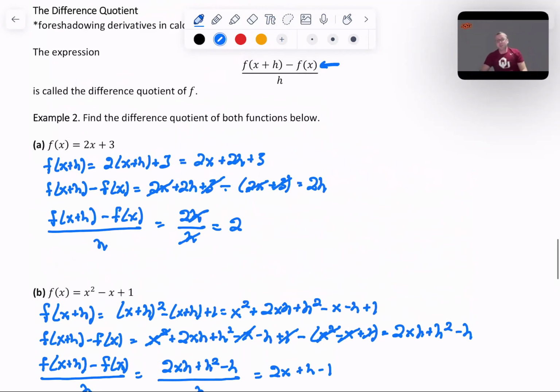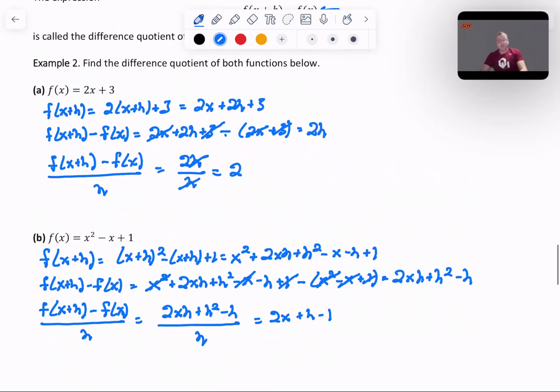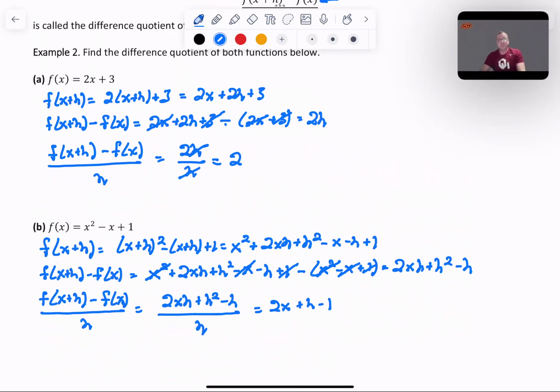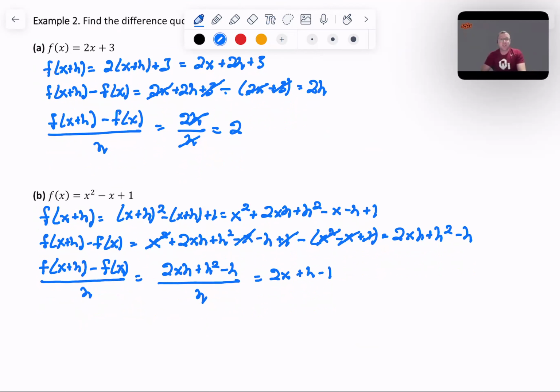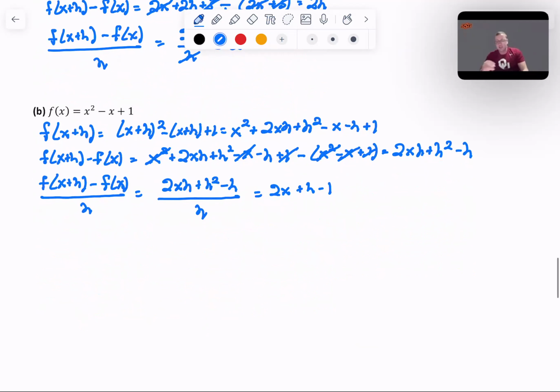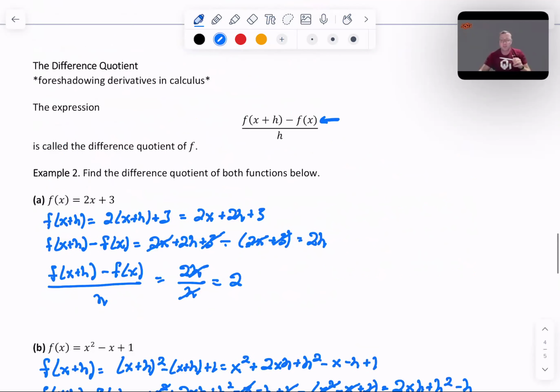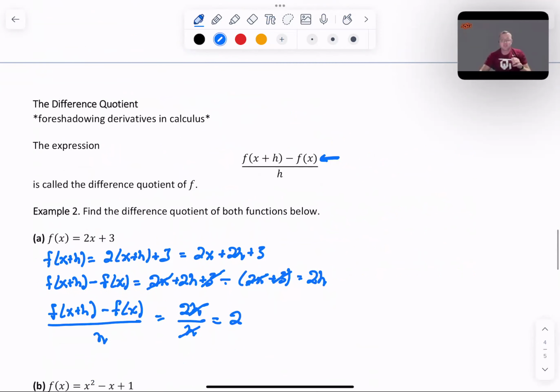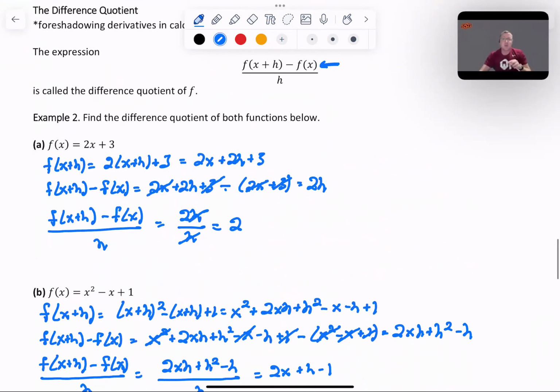So I know I went through those a little quick, but all we're doing is going step by step. First, find f of x plus h. Then subtract off the original f of x function. Stuff will cancel, and you're left with stuff that's in terms of h, usually, and x. Then we divide by h. And this is where we actually start some calculus stuff. We're not going to cover it in this course. This is actually how you find the derivative. This is the formula that goes inside of a limit, and you'll talk about that when you get to Calc 1.